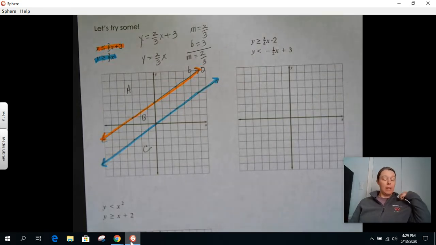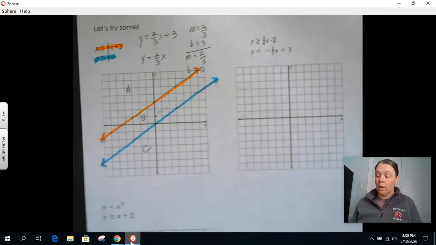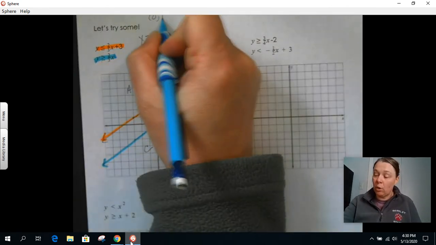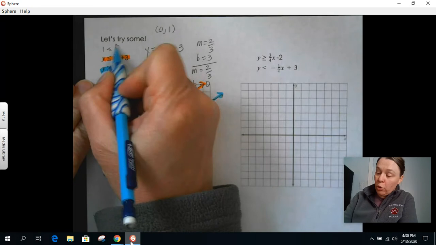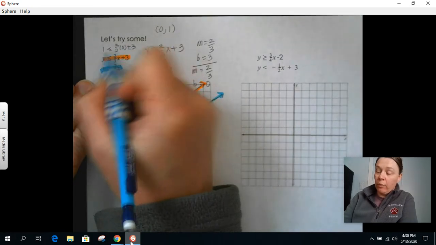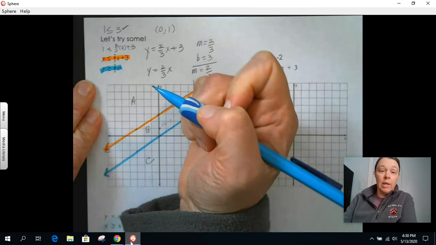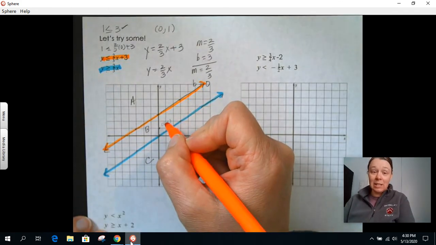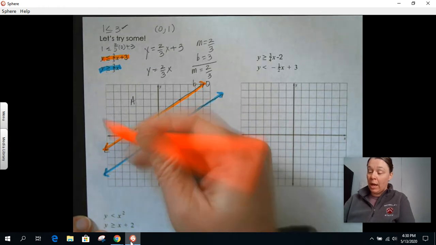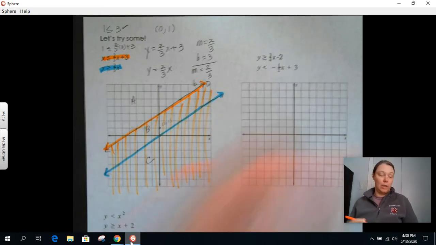Okay, so let's say that we choose to pick the point 0, 1. I'm just going to pick this point here to test 0, 1. And let's see what happens when I plug the point 0, 1 into each of these inequalities. Okay, so if here I put a 1 is less than or equal to 2/3 times 0 plus 3. I'm left with 1 is less than or equal to 3. Is 1 less than or equal to 3? It is. Okay, that means for my orange line, I'm going to shade on the side that contains the point 0, 1. So here's my line, here's the point 0, 1. I want to shade on the side that contains the point 0, 1. Okay, so there's that.